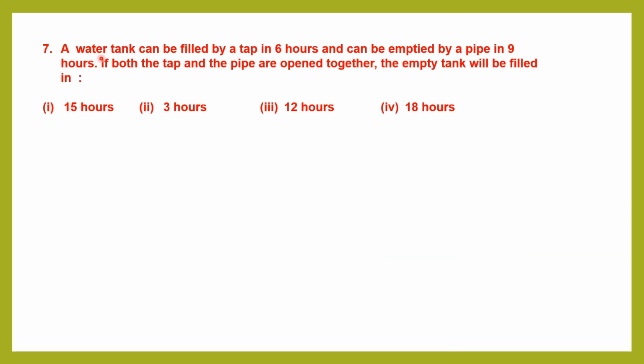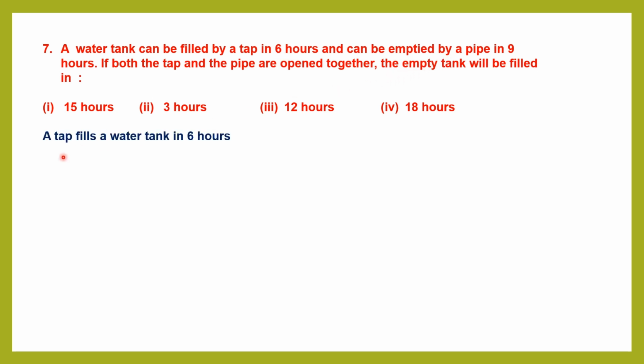Question 7. A water tank can be filled by a tap in 6 hours and can be emptied by a pipe in 9 hours. If both the tap and the pipe are opened together, the empty tank will be filled in how many hours is the question. So the tap can fill it in 6 hours, the pipe can empty it in 9 hours. So again we have to find for 1 hour for each.